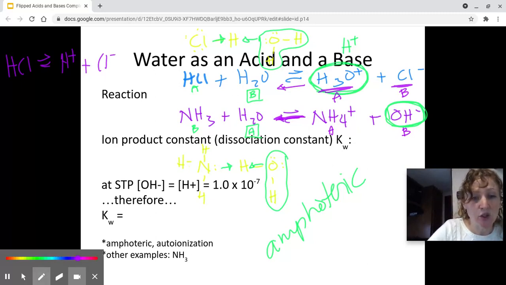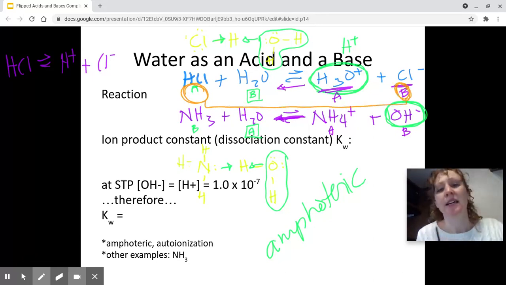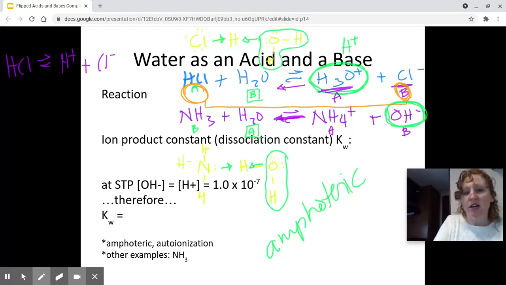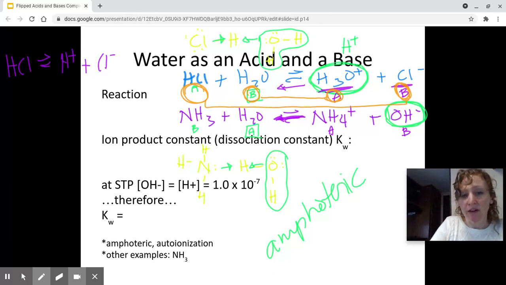This leads us to our conjugates. So notice that hydrochloric acid is an acid and it has a conjugate base, right? The anion of our acid is the acid's conjugate base. Water is a base and its conjugate acid is hydronium. Same thing on the second reaction. We have ammonia and its conjugate acid.